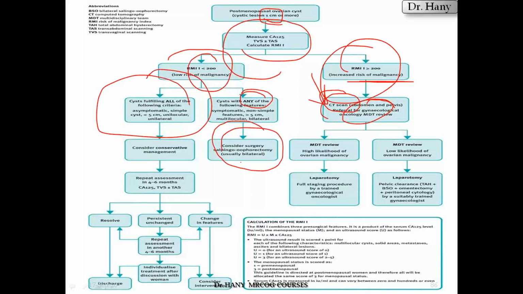An asymptomatic cyst should be less than 5, unilocular, unilateral, a simple clear cyst. To do what? To repeat the scan after 4 to 6 months. This is conservative treatment: to repeat the assessment again, ultrasound and cancer antigen 125. Resolved, discharge. Increased, remove.